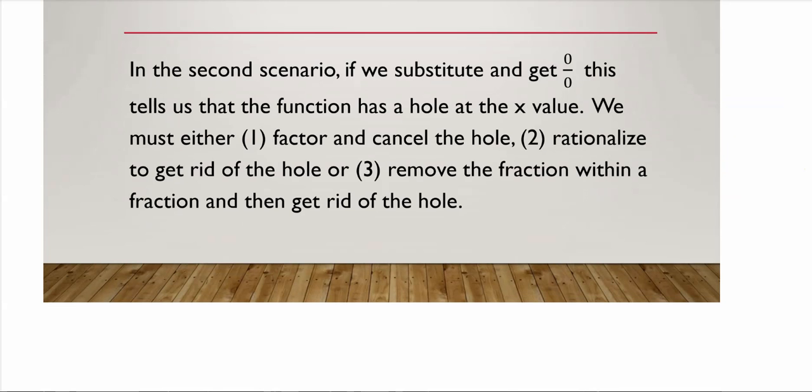Now, in the second scenario, we always substitute. If we substitute and we get 0 over 0. Now, 0 over 0 means that there's a hole in my graph.